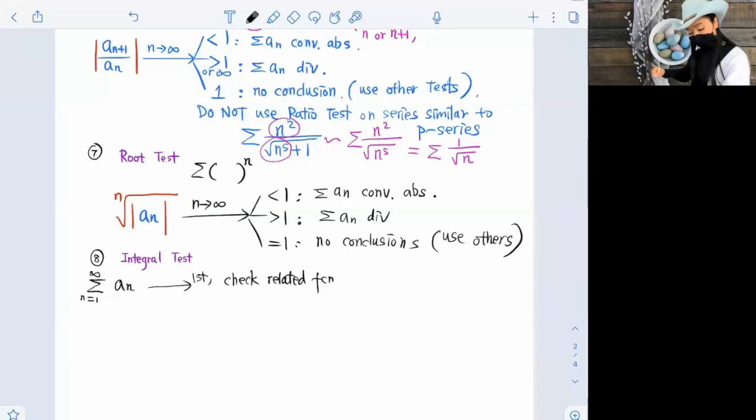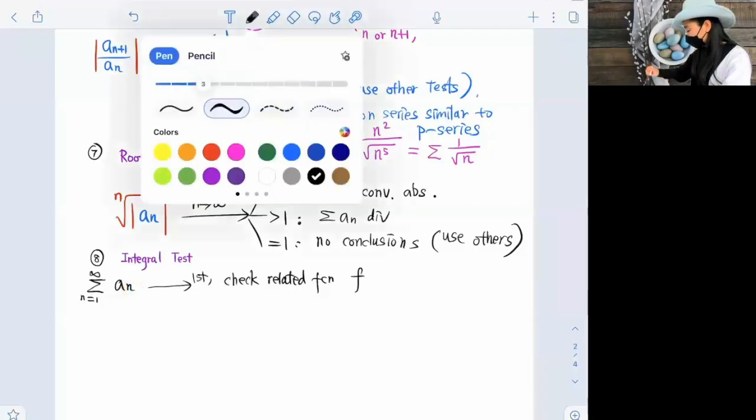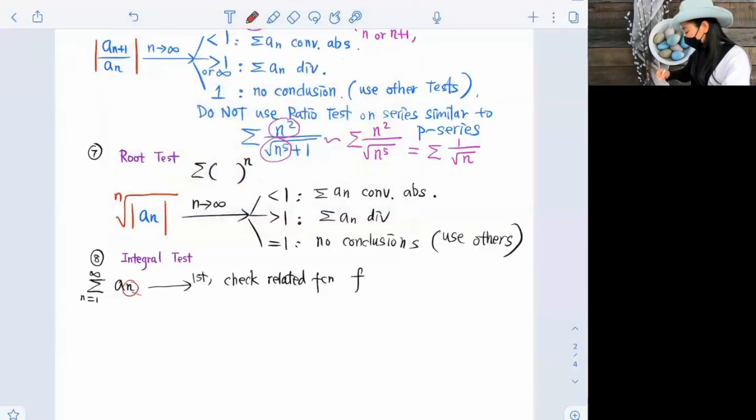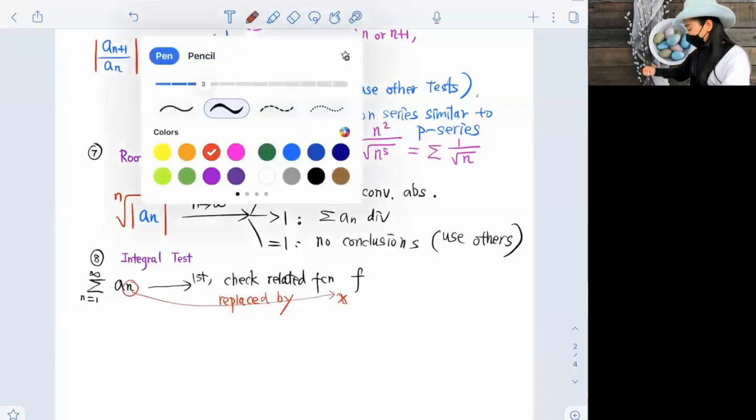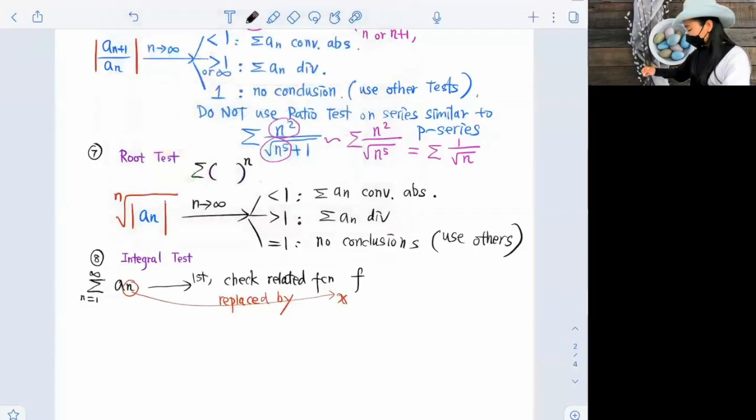Relating function, say f. So how do you get this f? You just replace the n over here by x. Okay, so the n over here is going to be replaced by x, to get the relating function. So what has to happen to this relating function? What are the three conditions this has to satisfy?